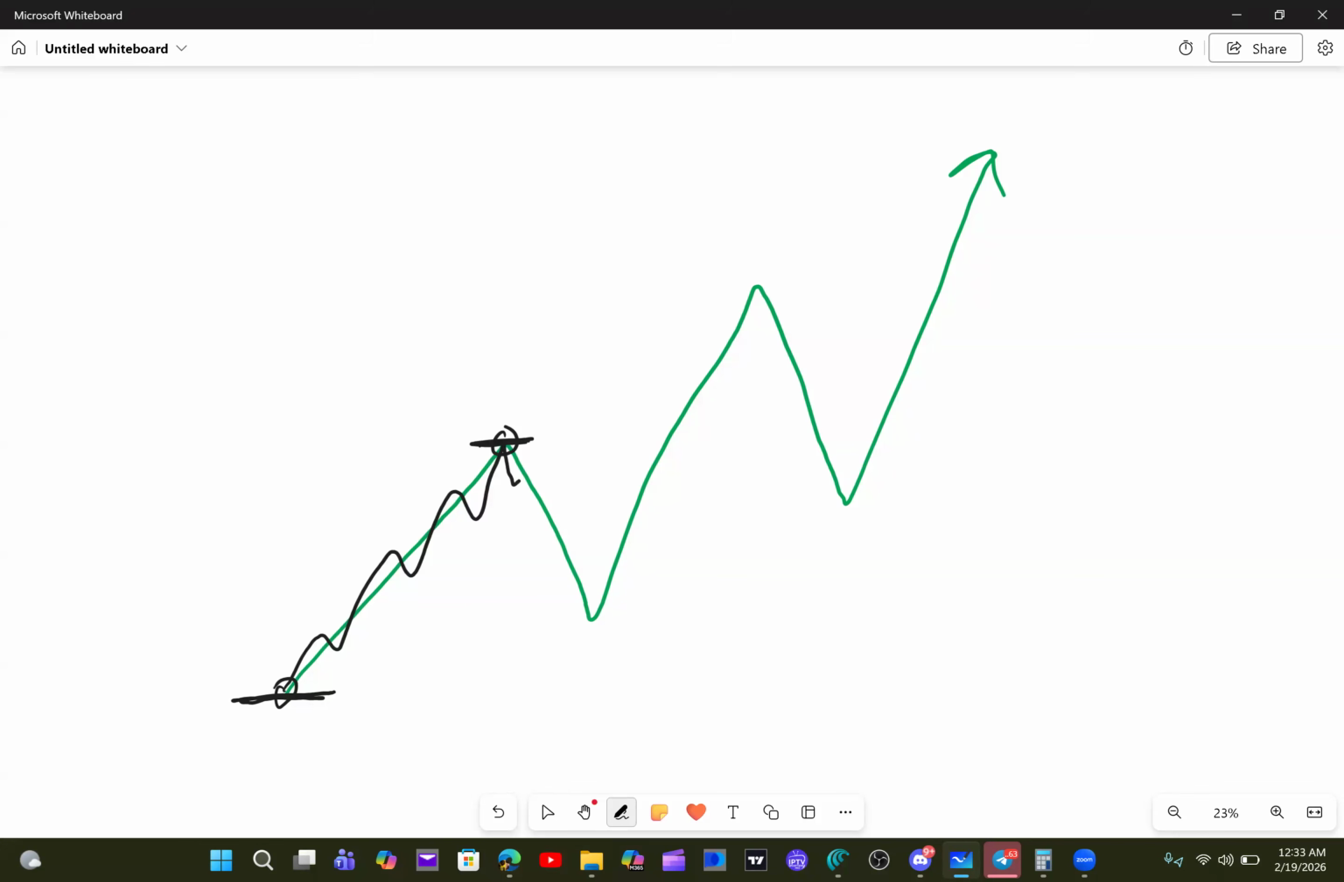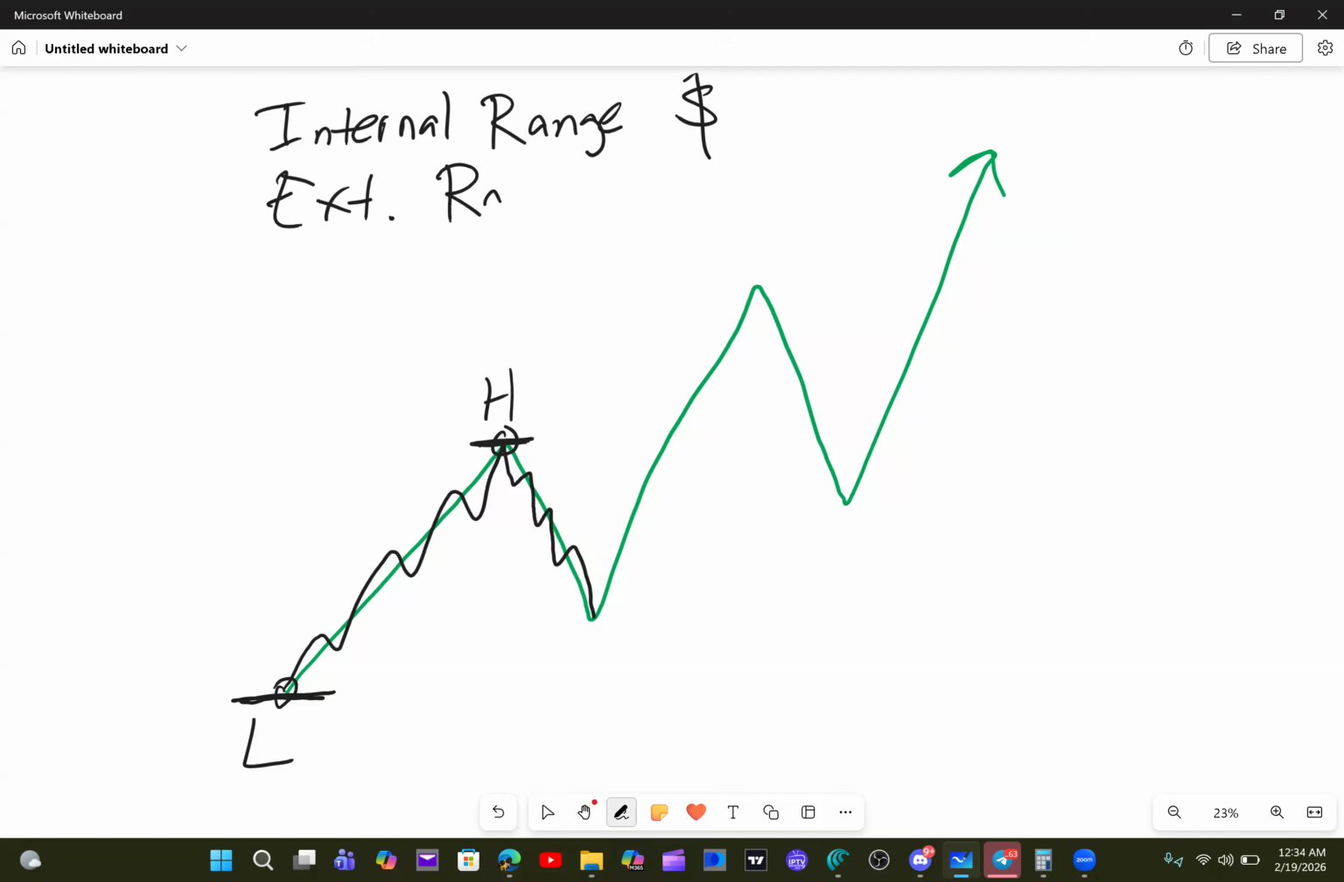Then you see price will start to pull back. All right. Now we have our range. This is our trading range from this low to this high. This is our range. When price pulls back, it pulls back to an area of what's called internal range liquidity. Okay, so you have internal range liquidity. I'm gonna just put that dollar sign, and you have external range liquidity. All right.